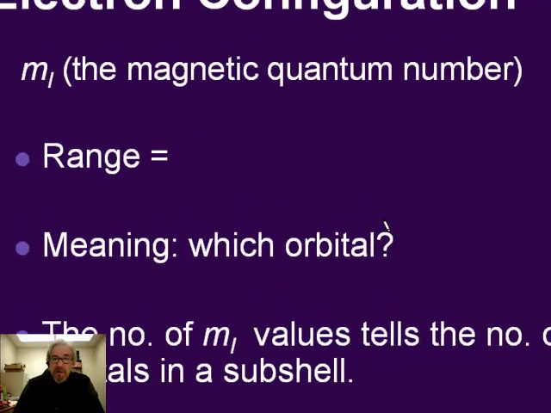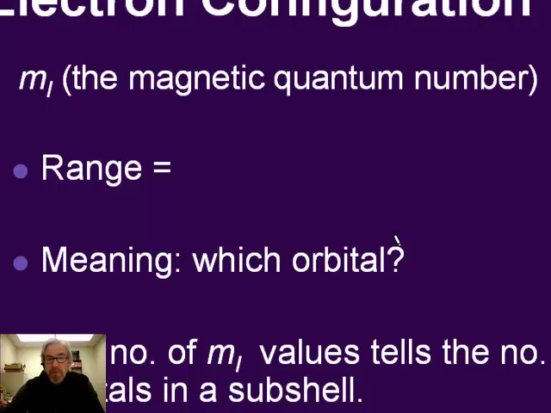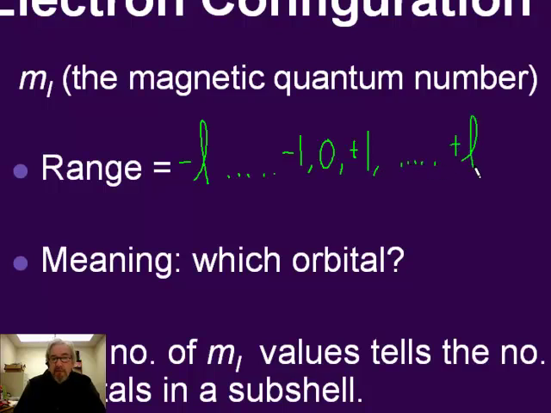M sub L is called the magnetic quantum number. And the magnetic quantum number has this range. It starts at -L, and then it gets bigger until you get to -1, 0, +1, and then it can keep getting bigger, but it has to stop at +L. So it ranges by integers from -L to +L.